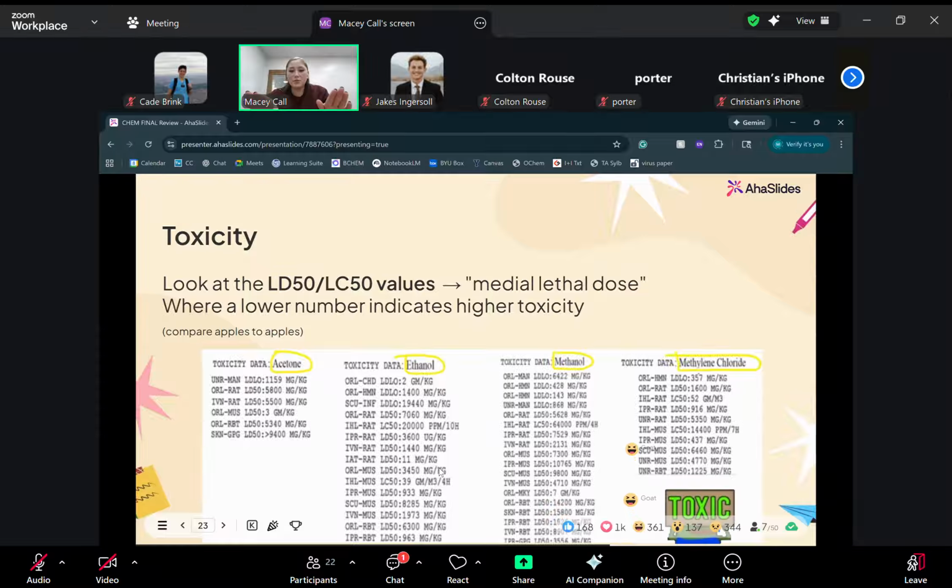All you have to do is compare the columns, find something that's in common in all of them, and find the smallest number, okay? The smallest number is going to be the most toxic.